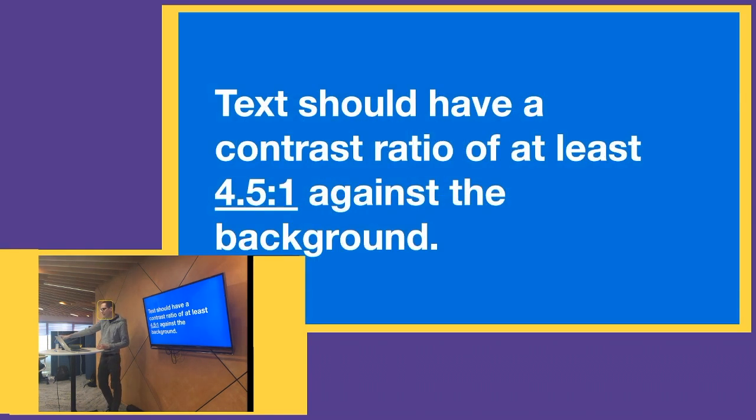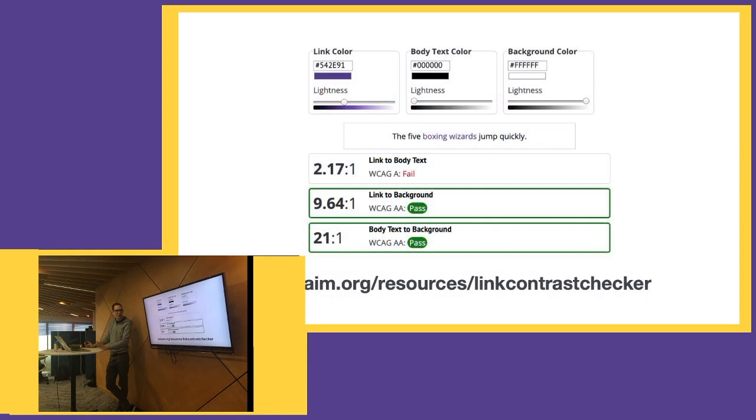The other colour thing to remember is contrast, contrast against the background. So the minimum requirement is 4.5 to 1, which doesn't really mean anything. You can't tell by looking at it. You have to use a tool to measure it. There are loads of these. If you Google, you'll find lots of different ones. Just find one you like and use it.